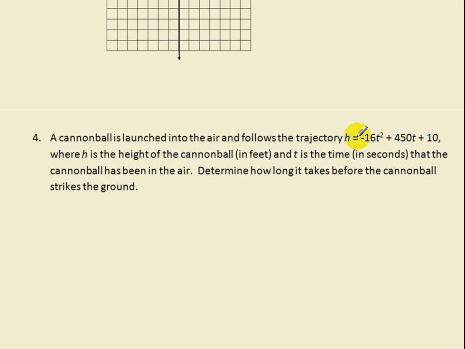So in other examples, we were looking for, say, the maximum height of the projectile. But in this case, we want to know the time, how long it takes before the cannonball strikes the ground. And the key here is that when the cannonball strikes the ground, h will be equal to 0. And so we take our equation here, negative 16t squared plus 450t plus 10, and we set that equal to 0.